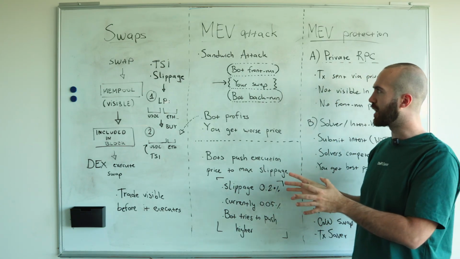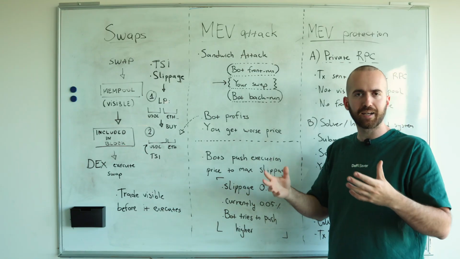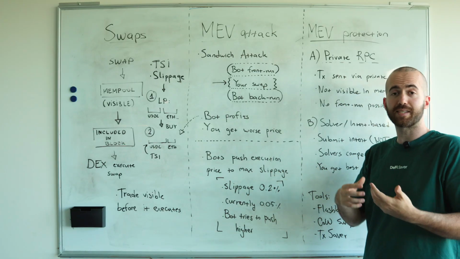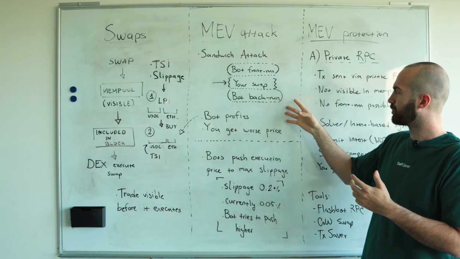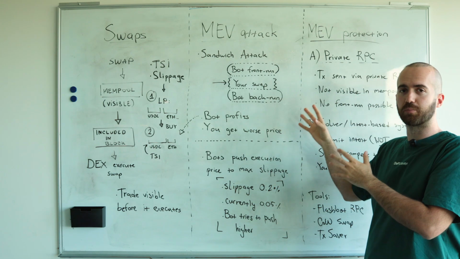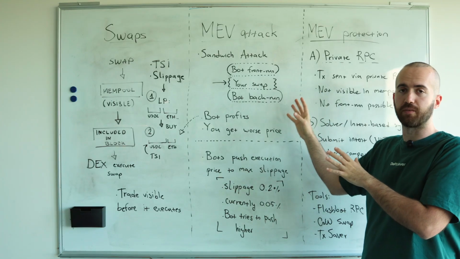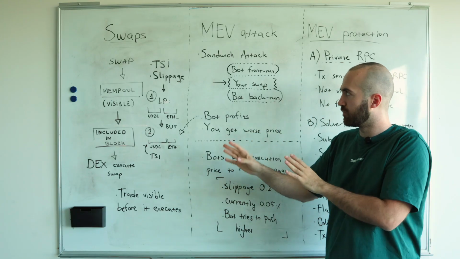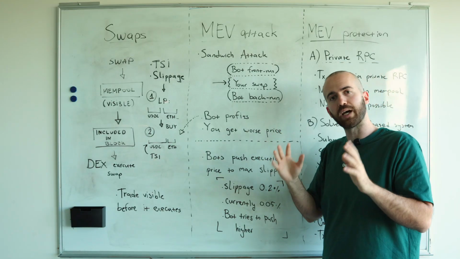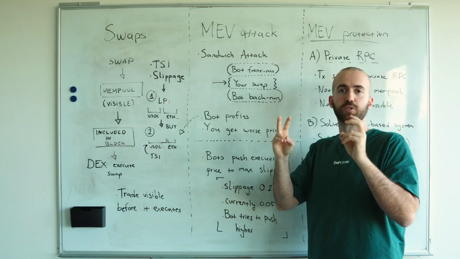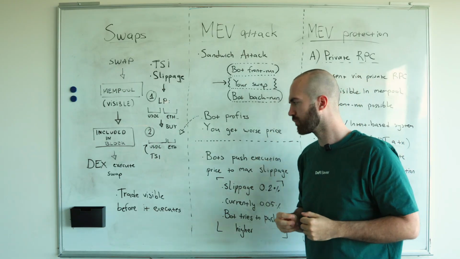So the thing to keep in mind is this isn't any kind of hack. It's not an exploit. It's not stealing money from your wallet. This is just you getting the worst possible price and the bot profiting off of that fact. But if the trade is outside of your slippage range, it's not going to execute. So that's to reiterate how that worst possible price works.